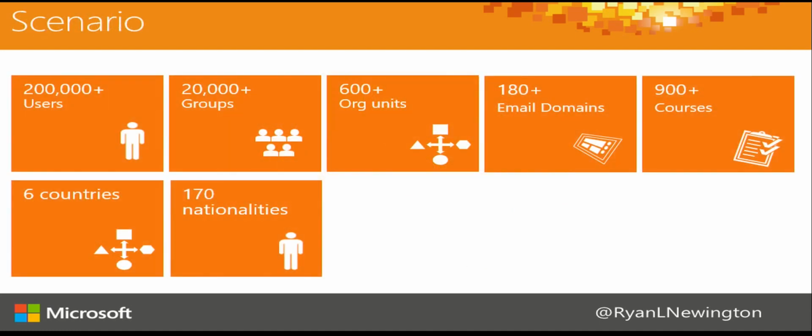Well, before we start, I'd like to set a little bit of context about where these learnings have come from. So Monash University is one of the largest in Australia. It has over 200,000 users. There's 20,000 groups, 600 org units. We manage 180 email domains and teach over 900 courses. We do that in 6 countries with students of 170 nationalities. So as far as identity systems go, you kind of get the feeling about the complexity that's behind all of this. It's one of the most complex sort of environments that I've seen.